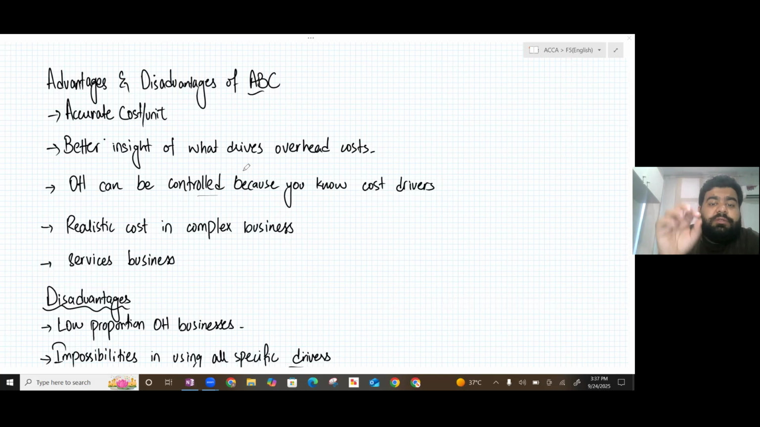So in a service business it helps a lot, because we are focusing on the activities and absorbing the overheads on those relevant activities, that is a must, and ABC says that. So it is very beneficial for businesses to properly control, properly understand, and get better insights into the overheads. ABC helps a lot.